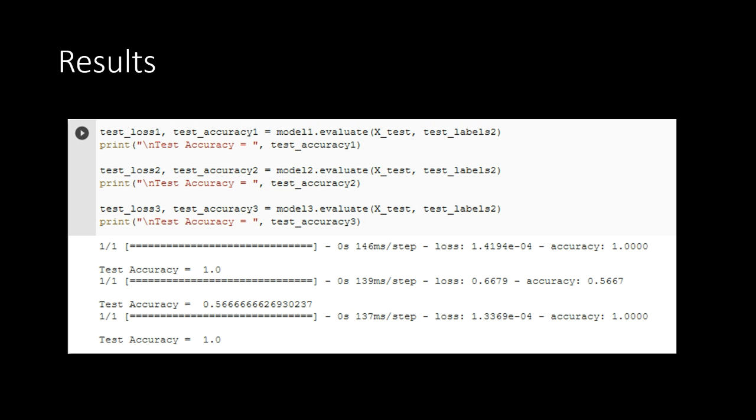So the results, I did 3 models. The last model had the same activation and optimizer as the first model, just modified the number of hidden neurons a little bit. So as you can see, the first model was good. The second model was the one I just showed with the ReLU and SGD, and that only had a 56% accuracy. And then the last model also had 100%, which was the same accuracy as the first model.